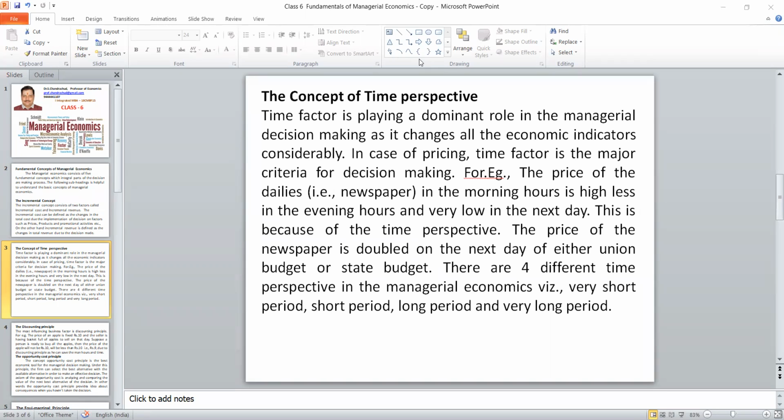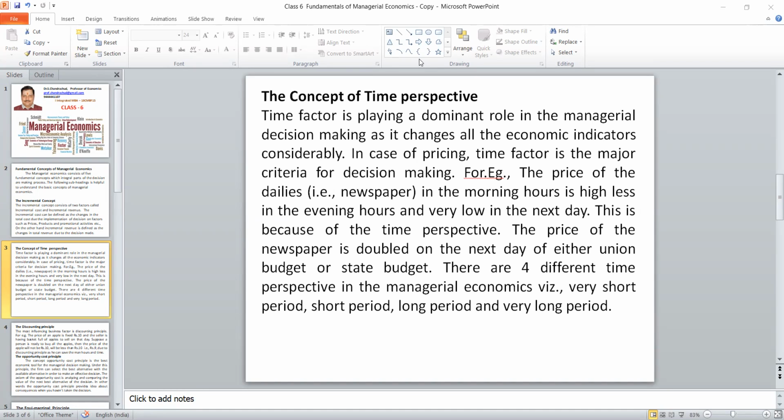I have given one simple example. The price of the newspaper in the morning hours is high. The same paper, if you buy in the evening, will be low. The next day, it is useless. Why? Because even for weight, we will not buy that. This is because of the time perspective. The price of a newspaper may even be doubled if the next day there is a state budget or a central budget.